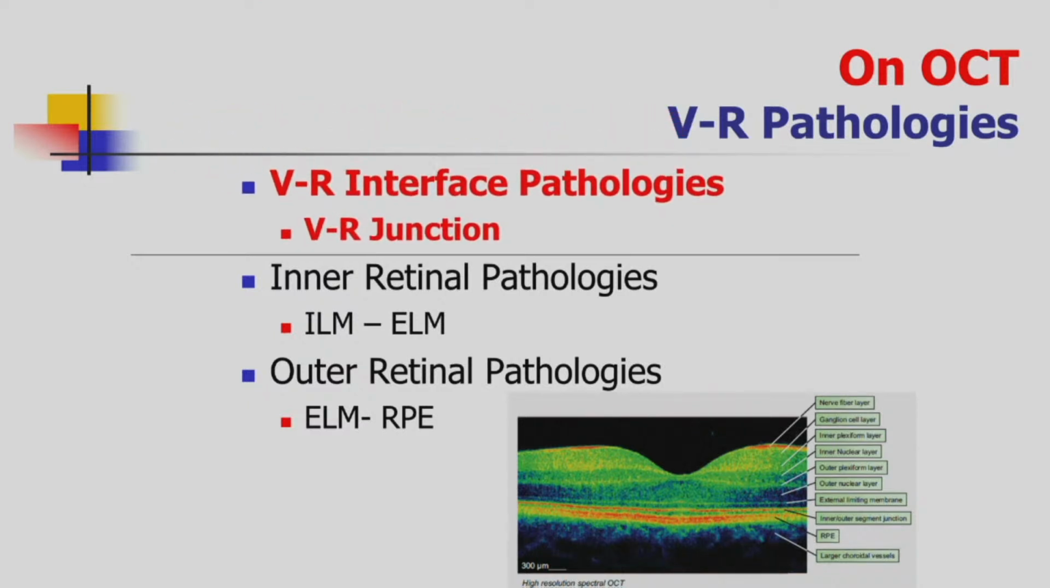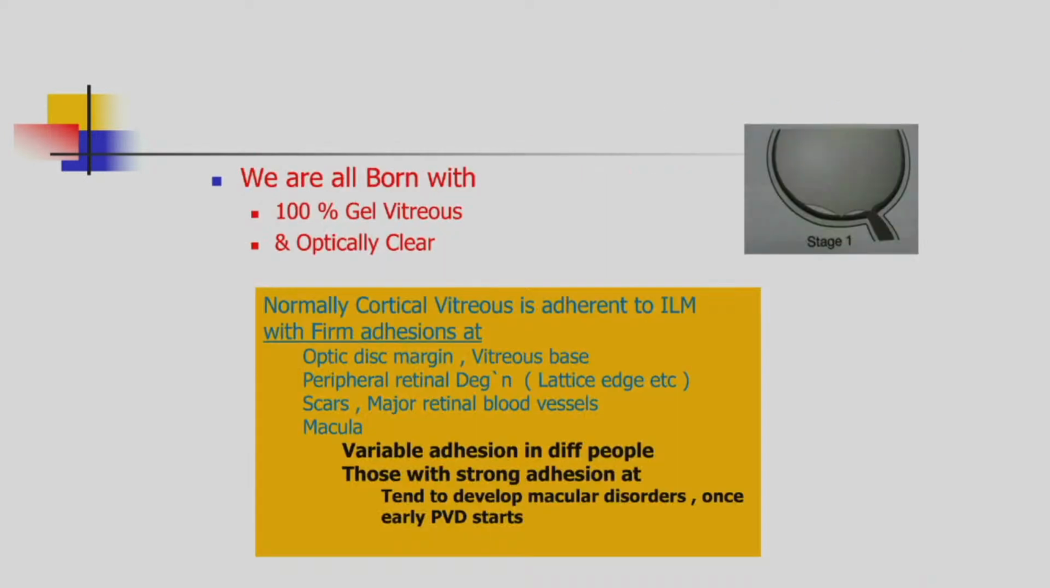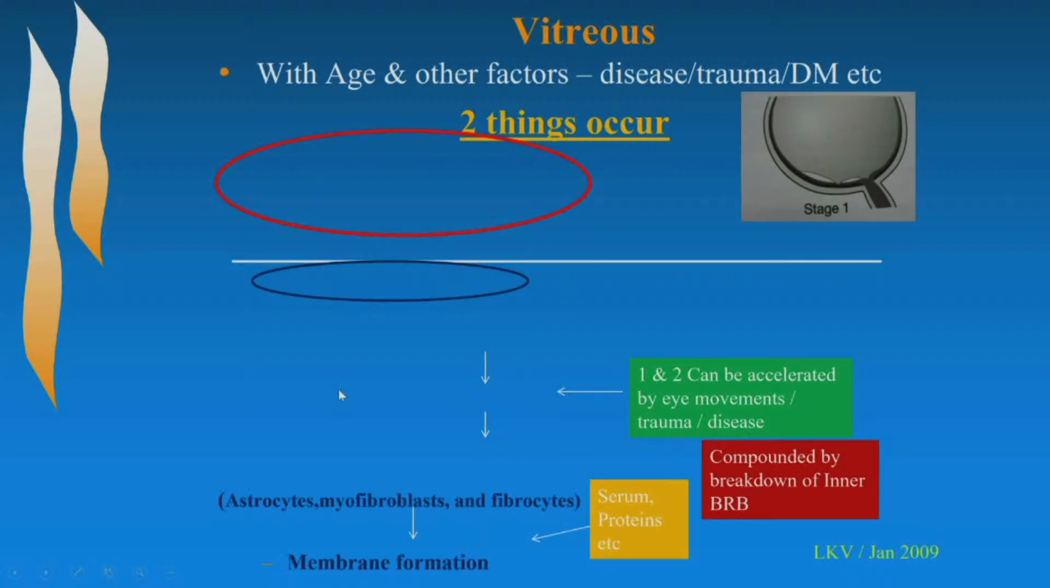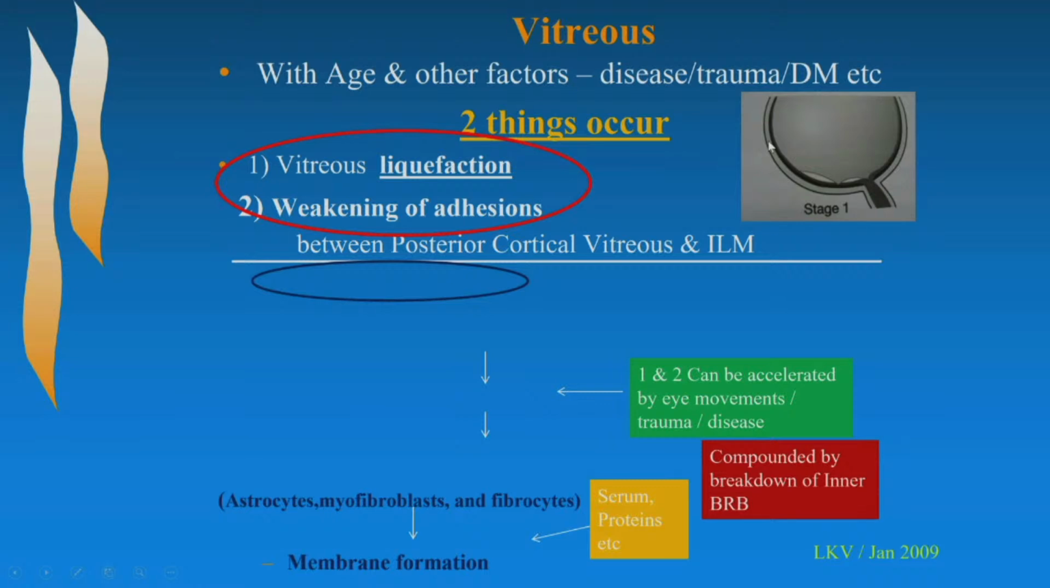The junction is where the vitreous meets the ILM, where there is a contact between vitreous and retina. So I'll primarily talk on junctional pathologies. To begin with, I'll just start with how we are born. We are all born with a 100% gel vitreous. Gel vitreous means something like the consistency of the white of an egg. It's a lacy kind of substance. And this normal cortical vitreous is adherent to the ILM at various places. What happens with age and other factors, whether disease, trauma, or diabetes, is that two things occur. One is that the vitreous, which is gel-like, becomes sol. Sol means it gets liquefied.